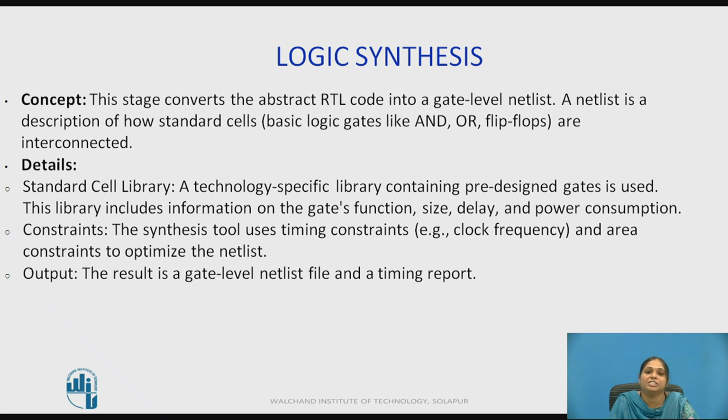A technology specific library containing pre-designed gates is used. This library includes information on the gate's function, size, delays, and power consumption. The synthesis tool uses timing constraints like clock frequencies and area constraints to optimize the netlist. The result is a gate level netlist file and a timing report.